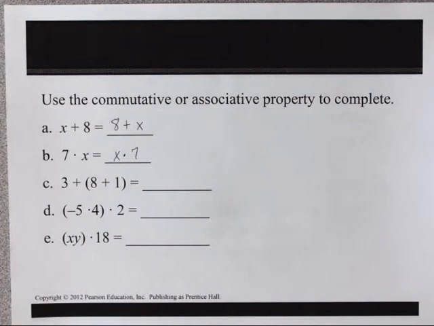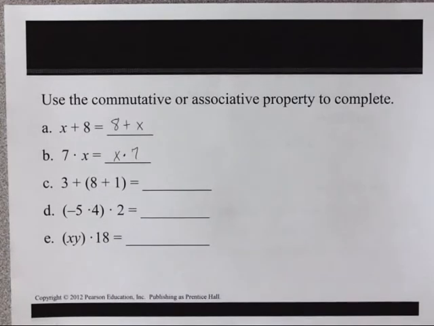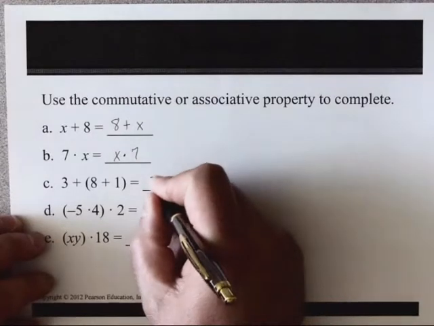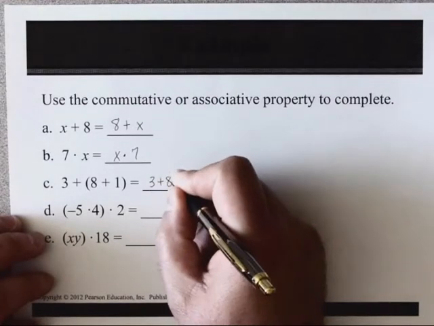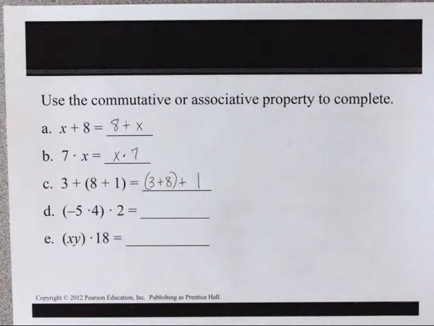3 plus 8 plus 1. Right? I can use the associative property here. So anytime you see parentheses, that should be a light bulb to go to the associative property. So I'm going to keep the order of the numbers the same. I'm just literally going to move the parentheses from the last two to the first two numbers.